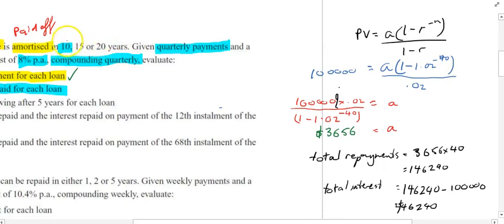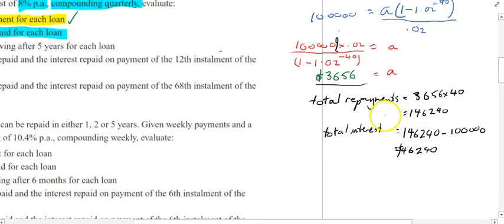What you'll find is if you're paying a mortgage off over a longer amount, each payment will be smaller. So if I'm paying $100,000 off over 15 years, it'll be smaller than this number. If I'm paying it off over 20 years, it'll be smaller again. But because I'm paying it off over a longer period of time, the total interest I pay would be larger.